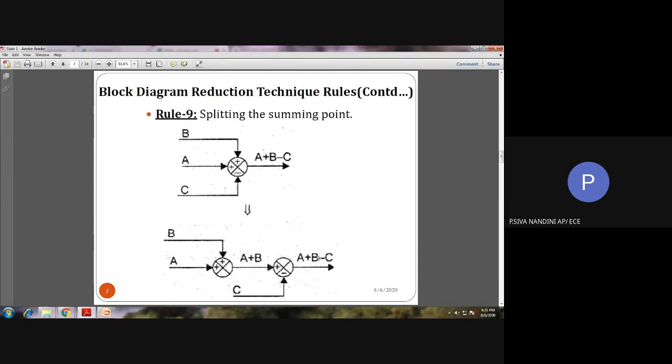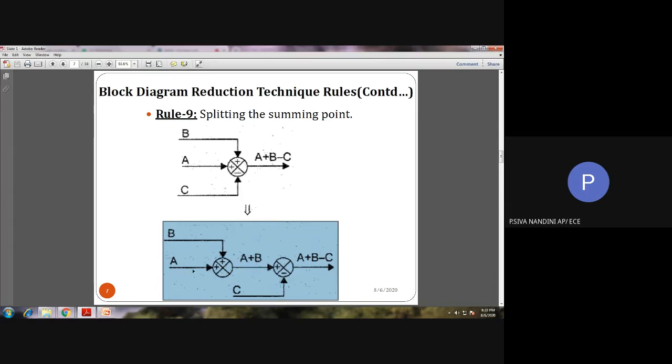Next we shall see how we can split the summing point. Splitting the summing point is the vice versa of rule number 8. See here, we are having a single summing point. To the summing point, we are giving inputs A, B, C with the terminals plus, plus, minus respectively, and we have obtained the output A plus B minus C.